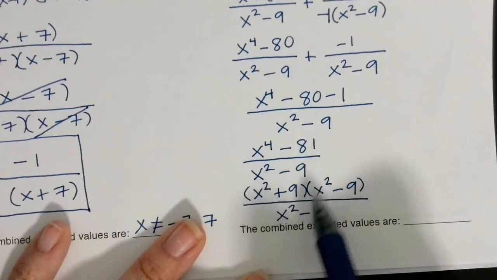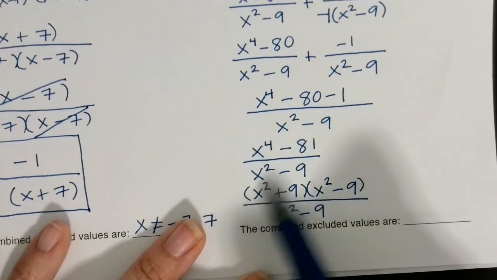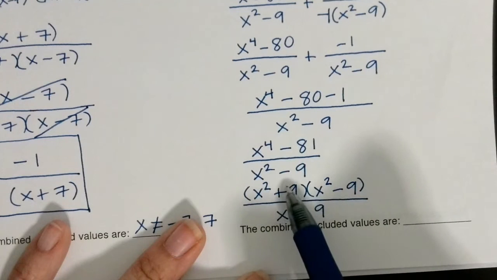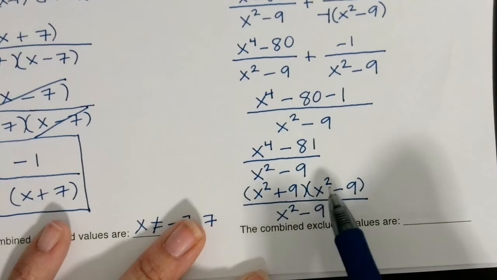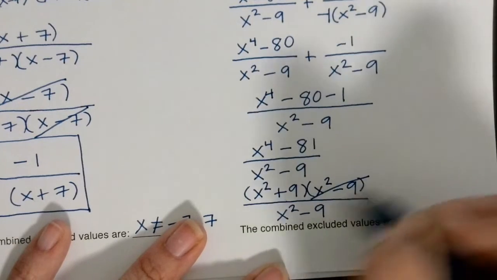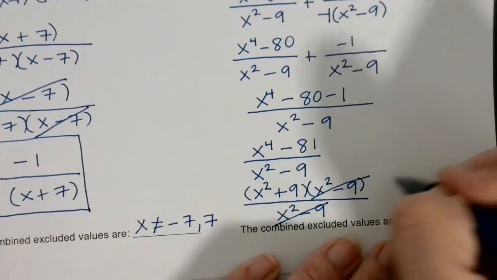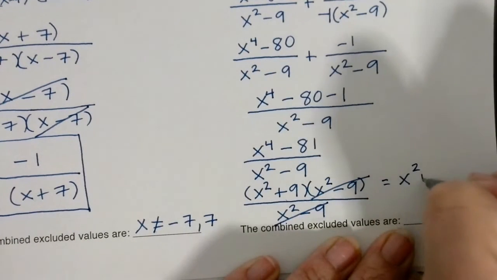So x squared gives us x to the fourth. This is negative 9x squared to be canceled out by the positive 9x squared. So these are canceled, and our answer is x squared plus 9.